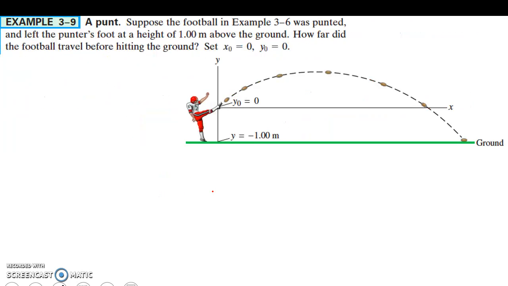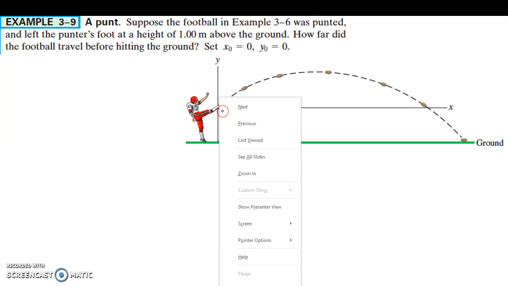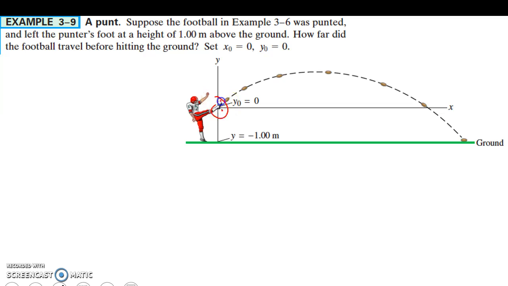Now let's look at here. We're punting a football. We're at a height of 1.0 meters above the ground. How far did the football travel before hitting the ground? Now, here's the thing: you want to make this point here 0. So we have to set our x0 and our y0. So we're going to put our coordinate system there and make this point y is -1. And we'll show you mathematically why that's the way to go.